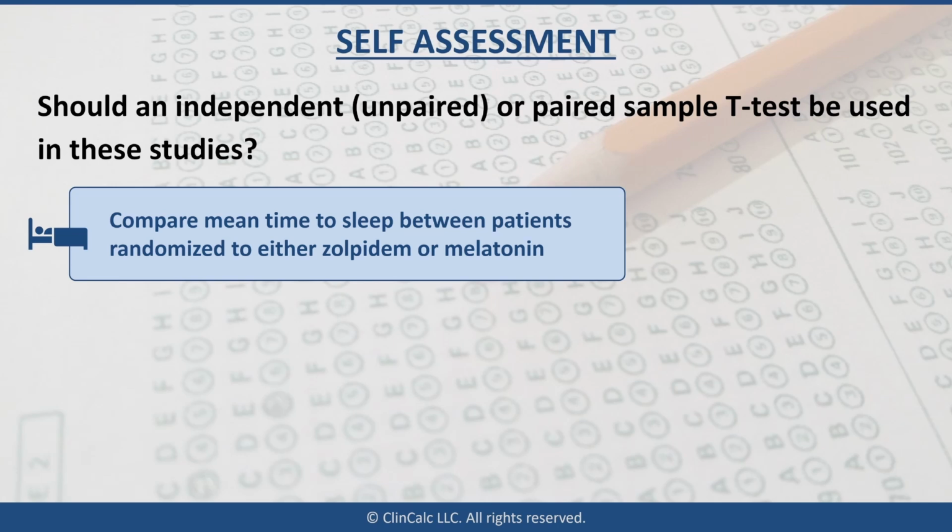So as a self-assessment, let's analyze whether we should use an independent or unpaired or a paired sample t-test for these study designs. So if we had a study comparing the mean time to sleep between patients randomized to either zolpidem or melatonin, which statistical test would be most appropriate, an independent or a paired sample t-test?